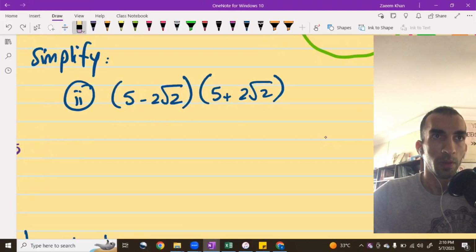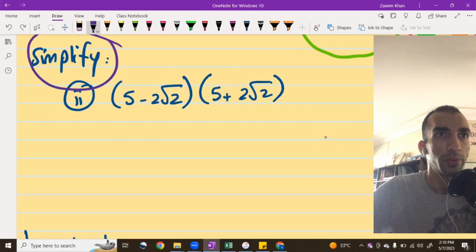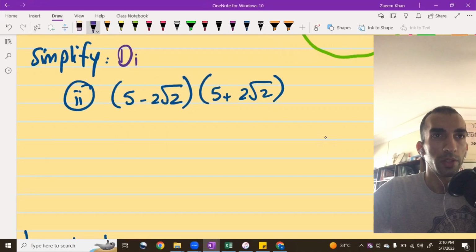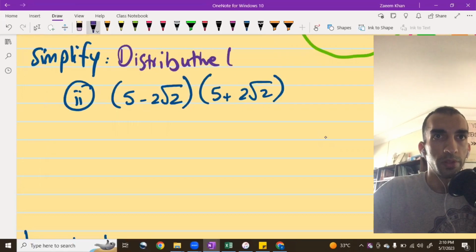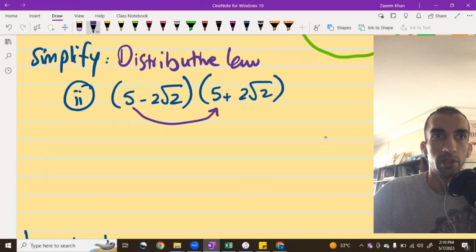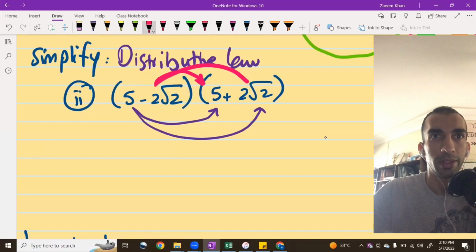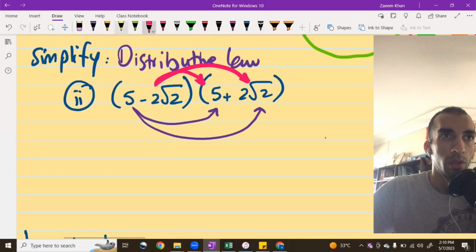Times two square root. Perfect. So if the question says simplify, what you're trying to do in such a question is apply the distributive law. What does the distributive law state? You're supposed to distribute this number to this number and this number in the other bracket. And then distribute this number to this number and this term in the other bracket.